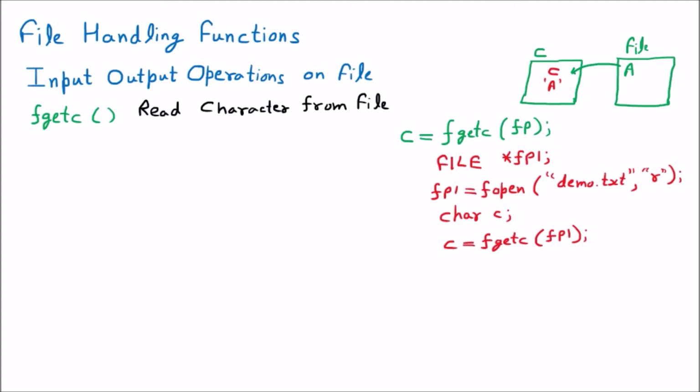Now we are learning the next function for input output, that is fputc. So the next function which we are learning is fputc: f for file, put for putting, c for character. Now it is very easy, we are going to write a character into the file.